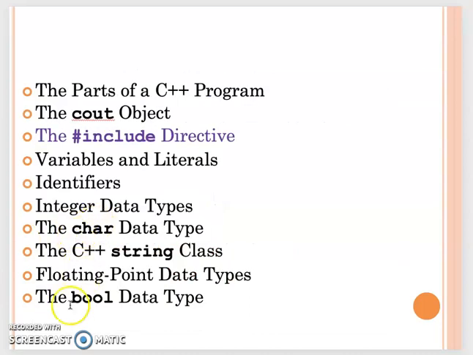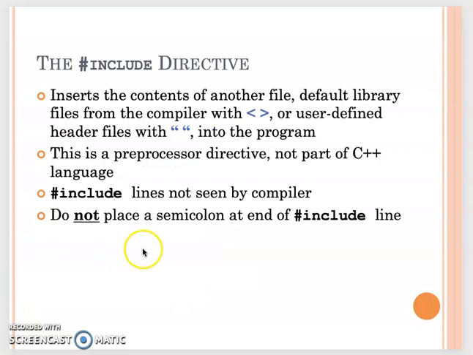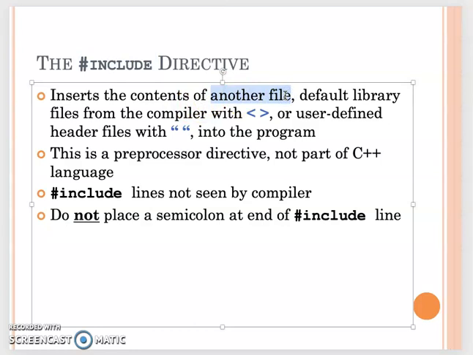At the end, before I finish this clip, let me also talk about the include directive. We already talked about this. When you have a pound sign include, we call that a directive. It inserts the content of another file. So iostream, which we showed earlier, is actually another file we call a library. If it is a default library file from the compiler, we use the angle brackets. Otherwise, sometimes we have a user-defined header file, then we use the double quotes. So that's the difference.